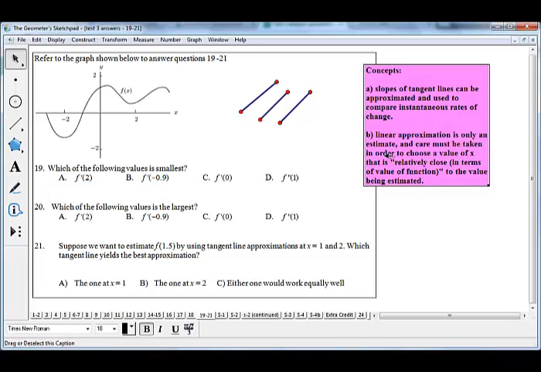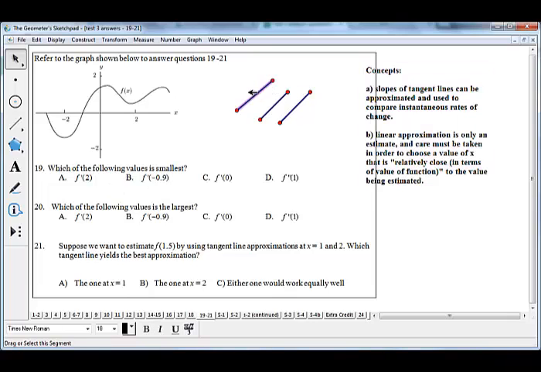And the second major concept is that linear approximation is only an estimate, and care must be taken in order to choose a value of x that is relatively close, in terms of the value of the function, to the values being estimated. So let's look at this first. Which of the following values is smallest?